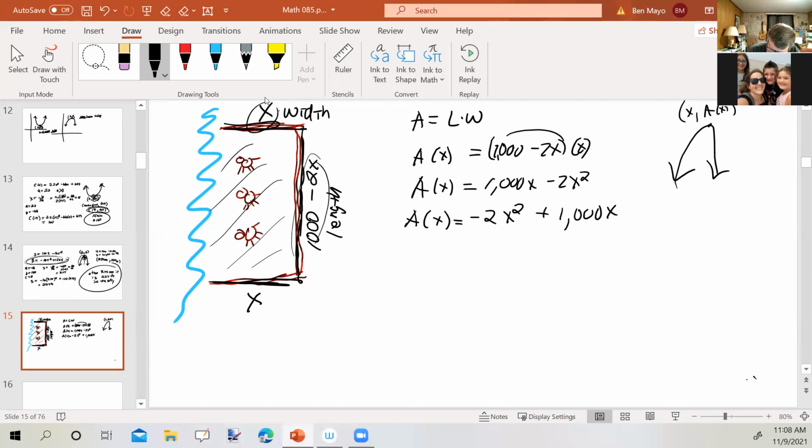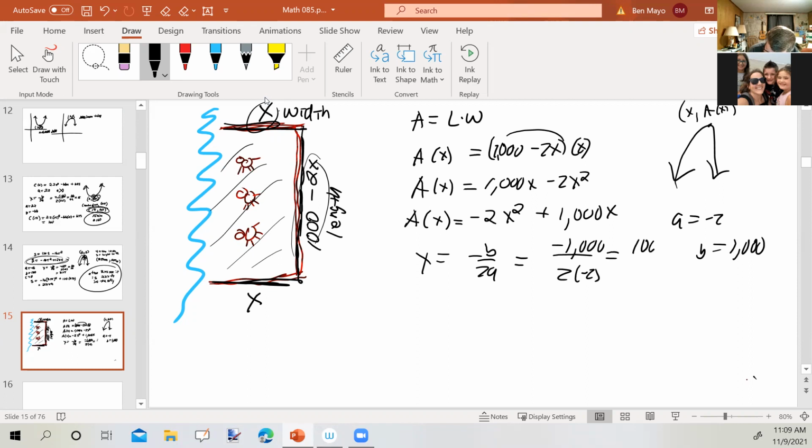So let's see here. How am I going to do that? Well, x equals -b over 2a. And a is -2 and b is 1,000. So this would be -1,000 over 2 times -2. Negative divided by negative is positive. 1,000 over 4 is 250. So x equals 250. That's the input value of the vertex.